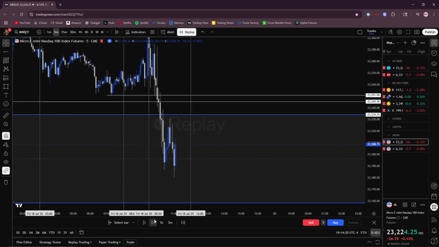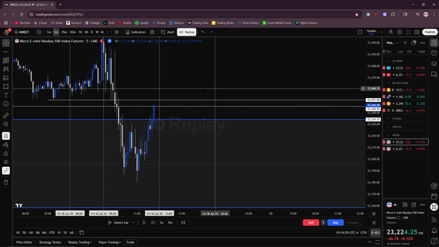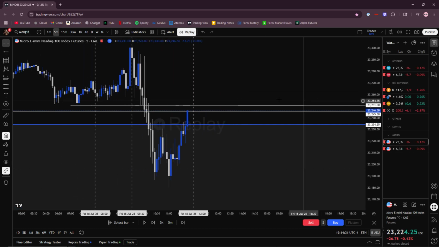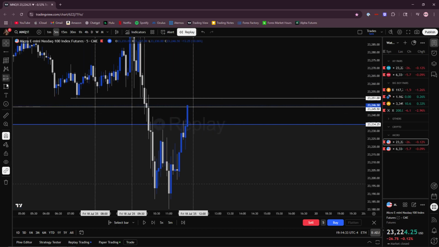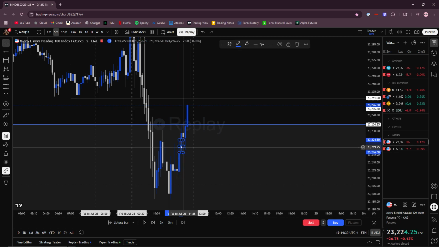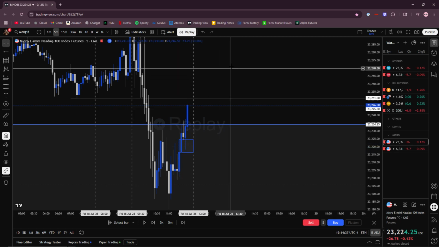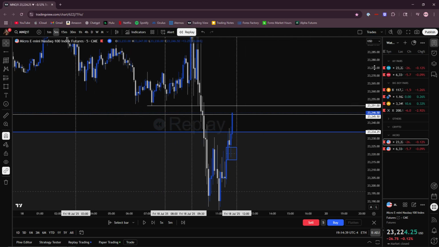But that doesn't happen until about 11:30. Right about here. So if we look at it here, you can see this would have been a potential entry if our bias hadn't gotten taken out.